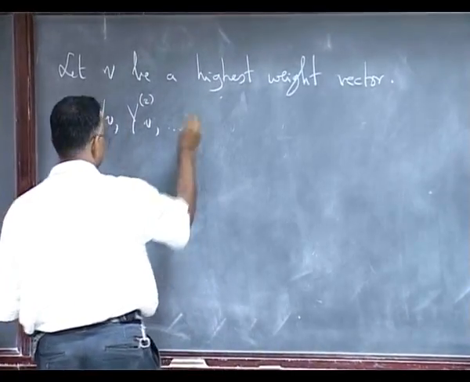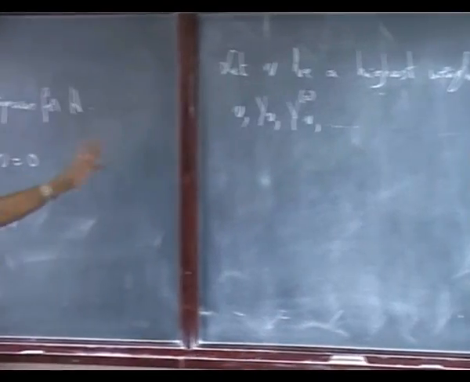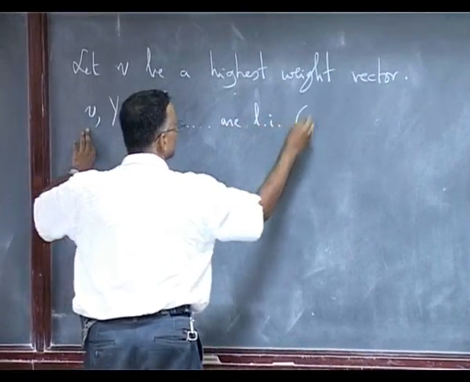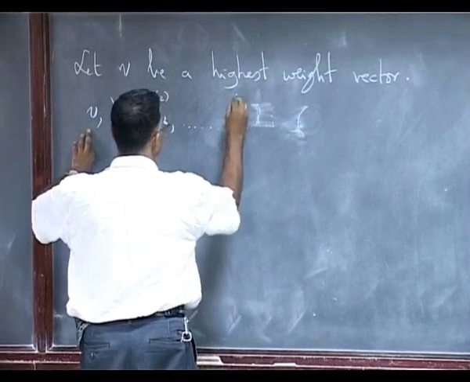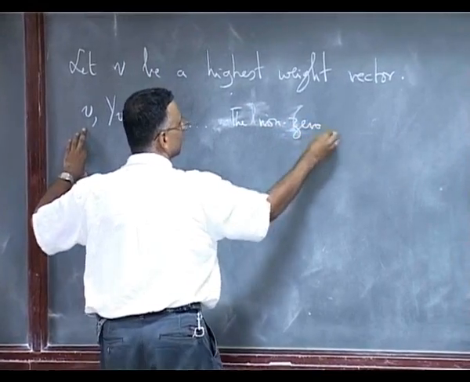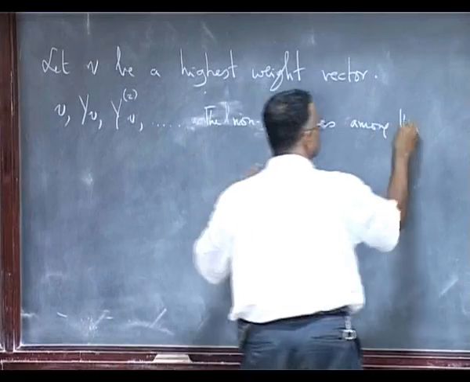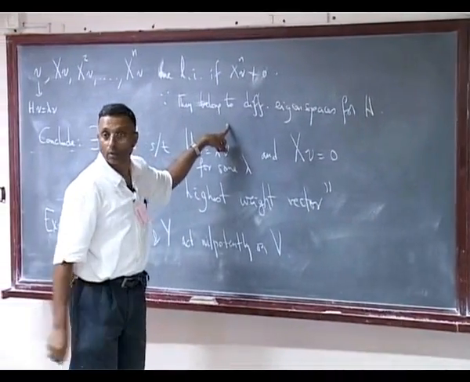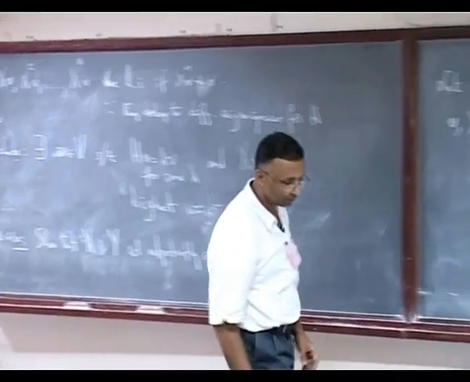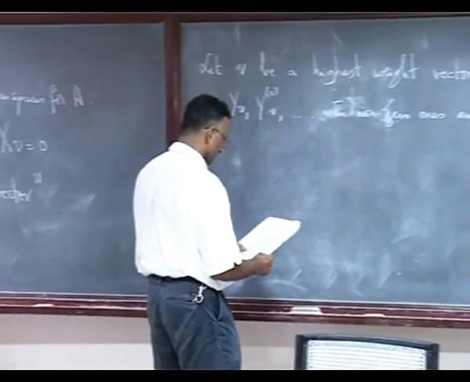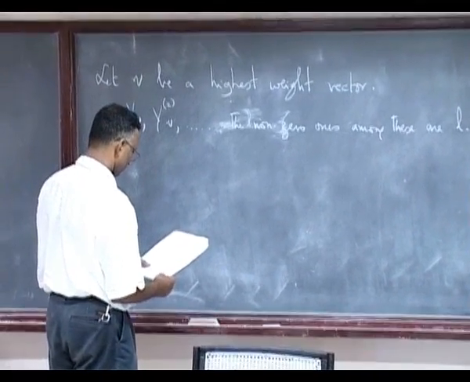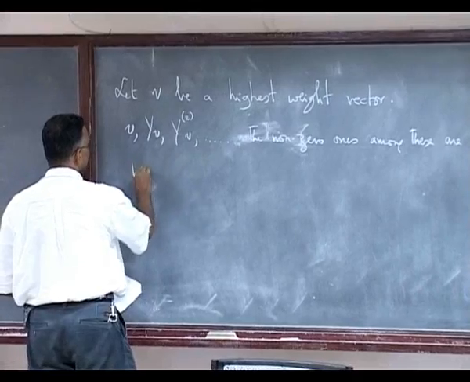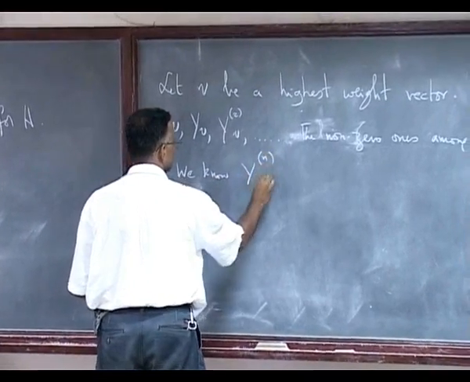So what we want to say is, again for the same reason, these are all linearly independent, because they belong to different eigenspaces for H. And we know that Y^n V equals 0 for some n.